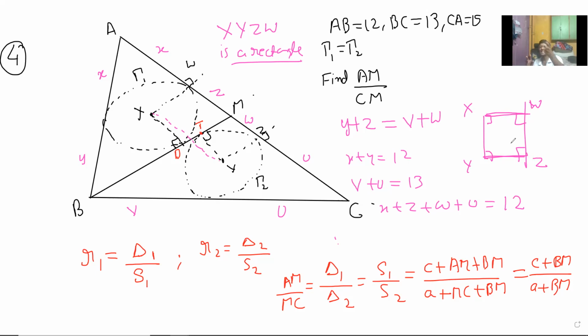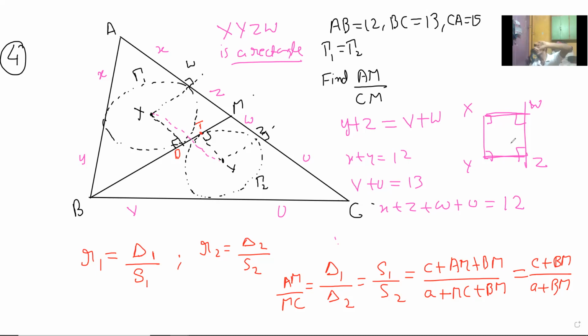Heights are same. So XY is parallel to WZ, you can say. Anyways, that is fine. So that's a rectangle.